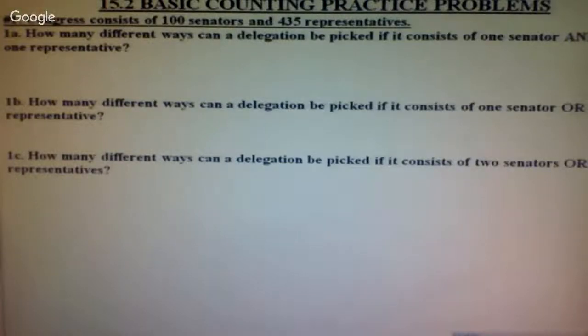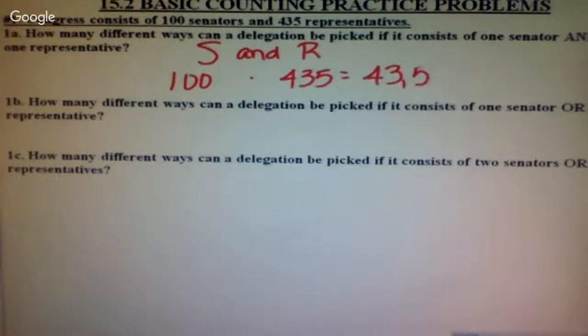Okay, so 1A says, how many different ways can a delegation be picked if it consists of 1 senator and 1 representative? So we're doing senator and representative. When you talk senators, what number are we talking? 100. And 435 representatives. Multiply: 43,500. What has changed from A to B? Or. So what are we doing instead of multiplying? We're adding.